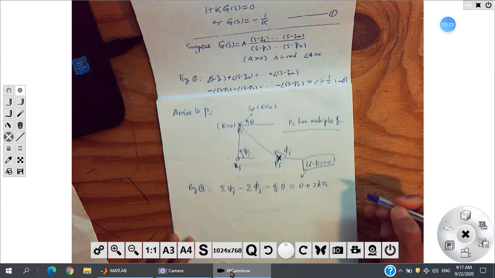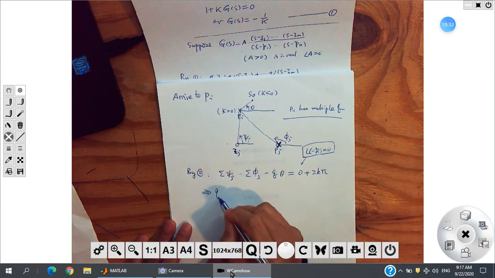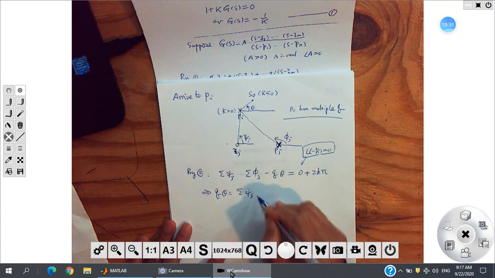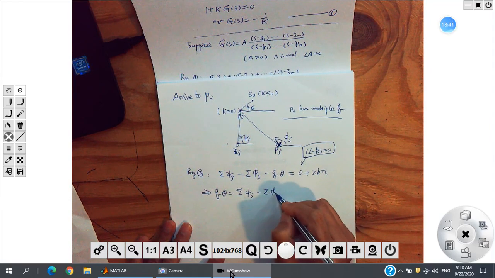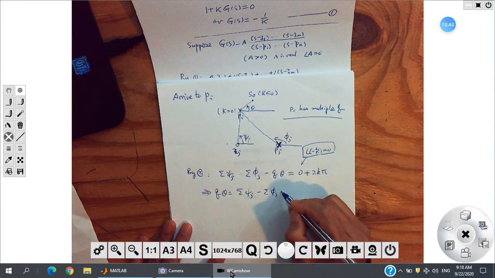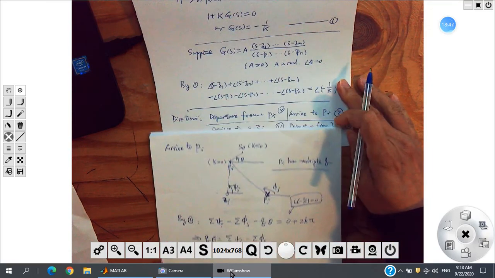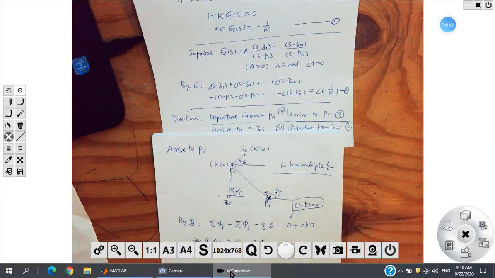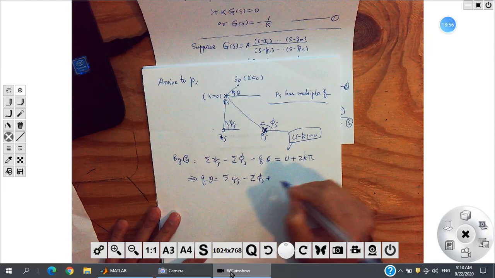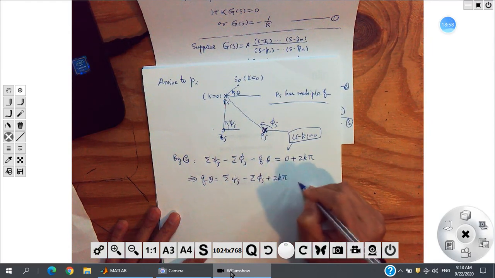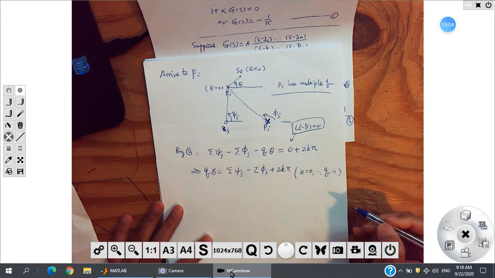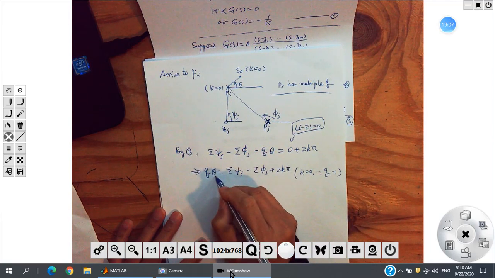So we have Q theta equal to the summation of all those ver phi j minus all those other phi j, and minus or plus, doesn't matter. I use the same form, same way. Here is plus. Okay, I still use plus 2K pi, and K runs from 0 to Q minus 1. Okay, so we have this theta. This is the theta arriving at a pole.